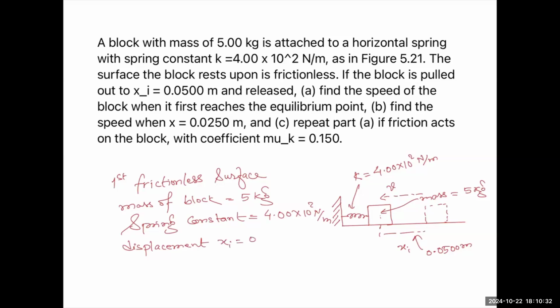xi is 0.0500 meter, right? So these are the parameters that we know. From these parameters, what we need to find is my velocity. Velocity at equilibrium, or I can say equilibrium, EQ, okay? What is my velocity? So how do we solve this problem? Any idea? Anyone? Can anyone think?